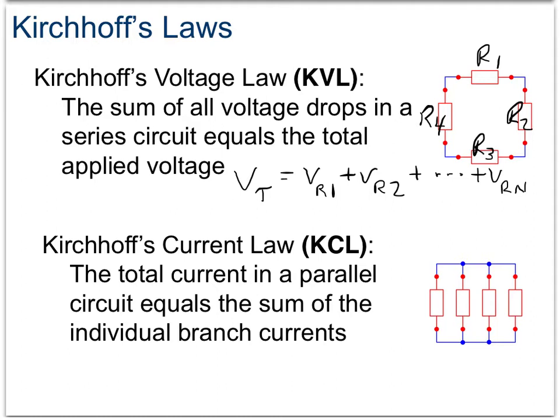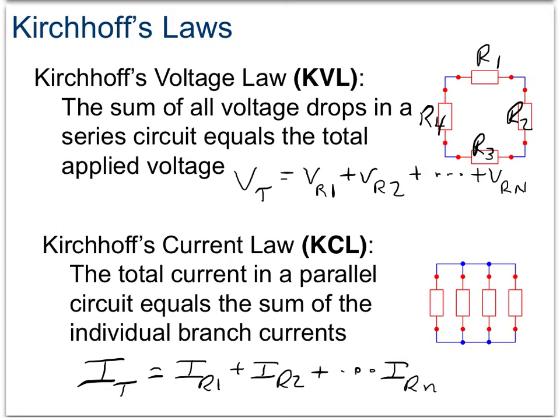Kirchhoff's current law: the total current in a parallel circuit equals the sum of the individual branch currents. So the total current is going to equal the current at each resistor, each component, if you will. Let's say once again that we had n of those. In this specific picture, there's 4 of them. Add up the current at each of these 4 things, and that's the total current in this circuit.